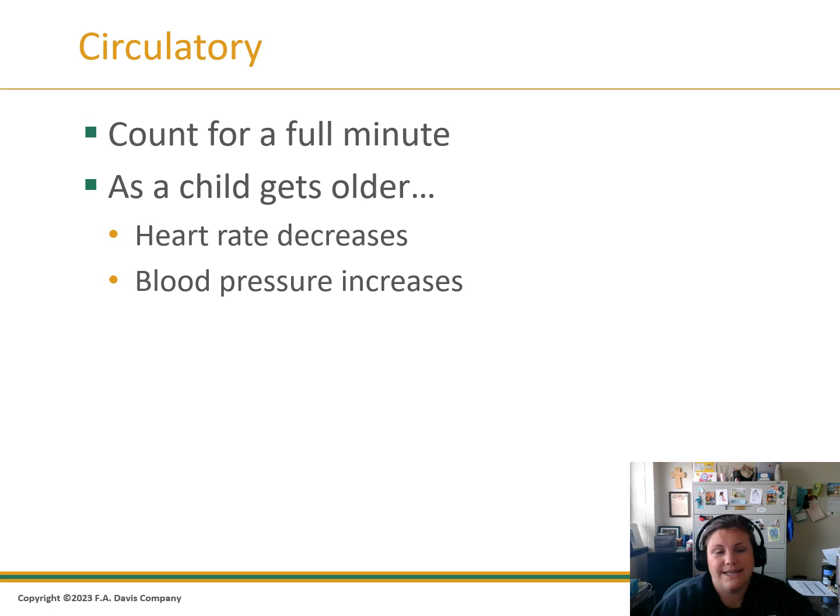When you're taking the circulatory assessment for the child, it's important to count for a full minute. That's for getting the patient's pulse, but that's also for the patient's respiratory rate, because we want to be able to account for some of those irregularities that might occur within that 60 seconds. And if we're not listening for at least 60 seconds, we're probably not going to be able to pick up on those. When the child gets older, the trends you can anticipate are that their heart rate is going to slow down and their blood pressure is going to increase.